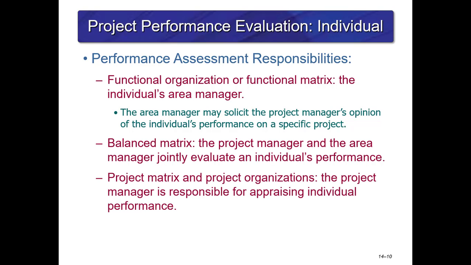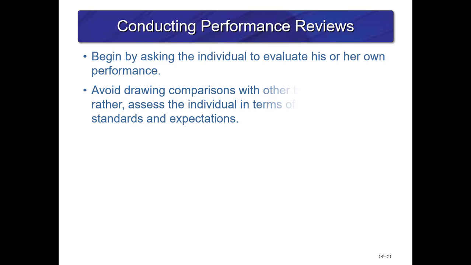So depending on the structure of the organization, the individual project performance evaluation will be conducted by different individuals. If it's a functional organization or a functional matrix, the area manager would perform the individual evaluation. In a balanced matrix, it would be the project manager and the area manager jointly. And in a project organization, the project manager would be responsible for conducting the evaluation of performance.